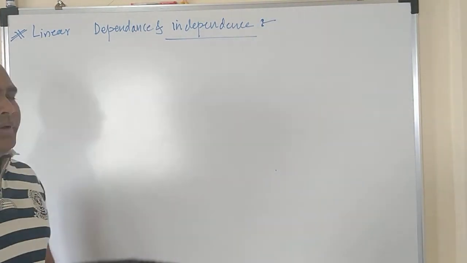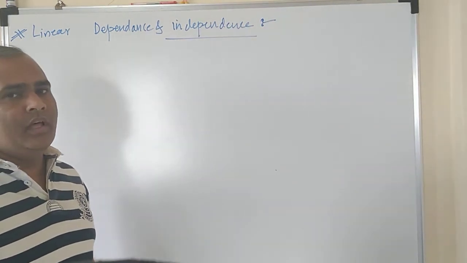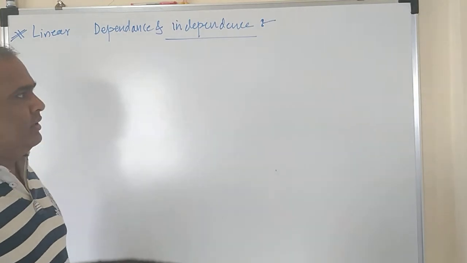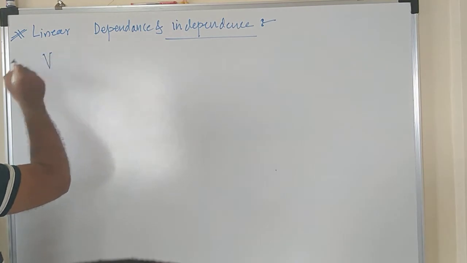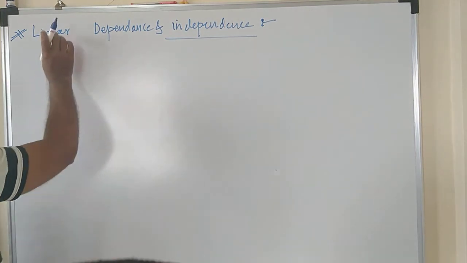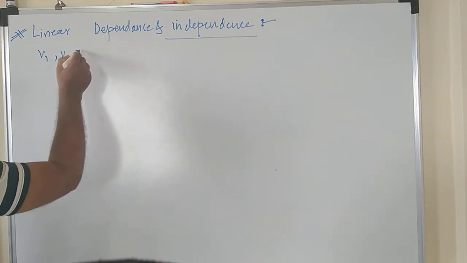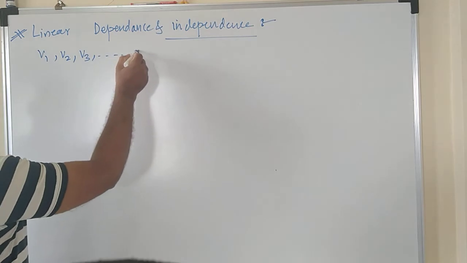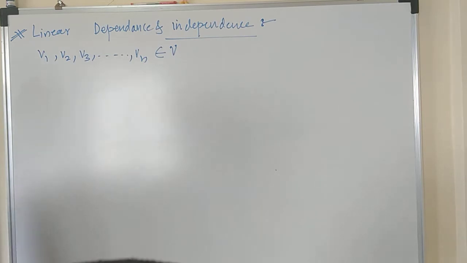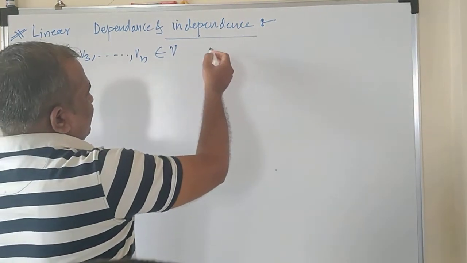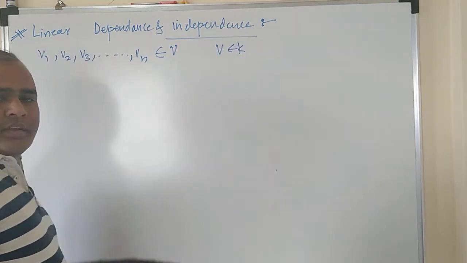Now what is meant by linear dependence and independence? Let's go first for the definition. To understand this, let us consider V is a vector space wherein there are various vectors v1, v2, v3 up to vn. These are the various vectors which belong to the vector space V, and this vector space V belongs to the field K.